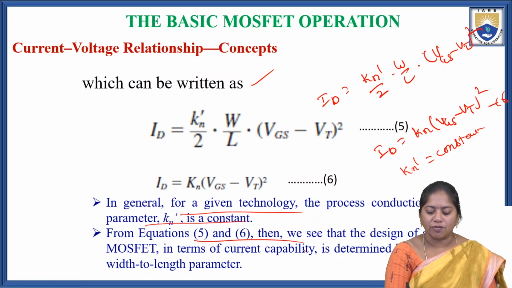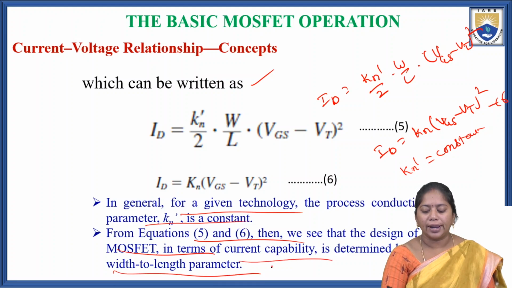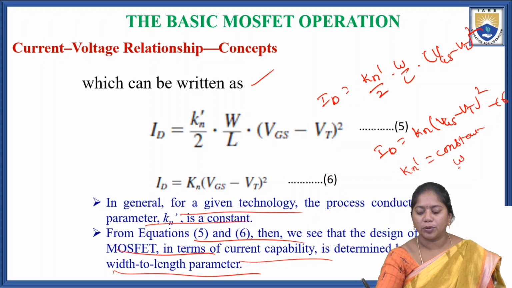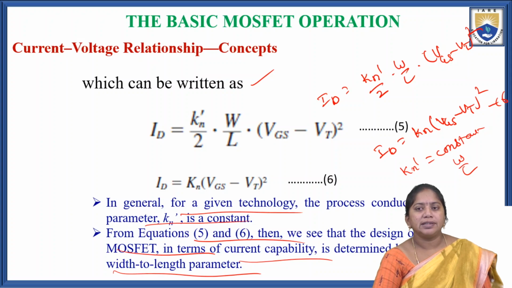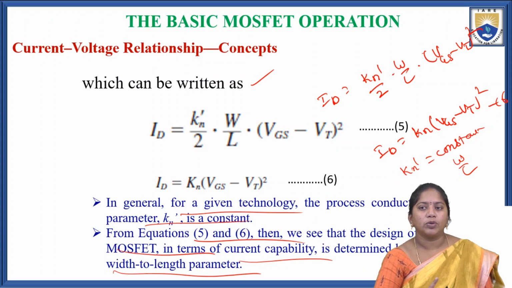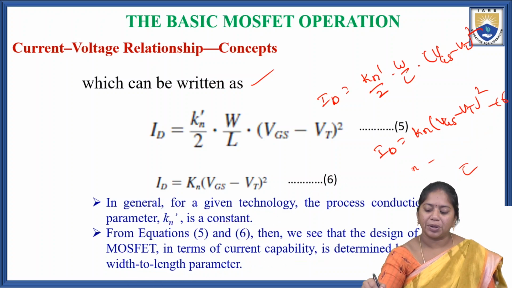So from equations 5 and 6, we see that the design of a MOSFET in terms of the current capability is determined by the width to length parameter, that is the W by L. So from equations 5 and 6, we see that the design of the MOSFET in terms of the current capability is determined by the width to length parameters.